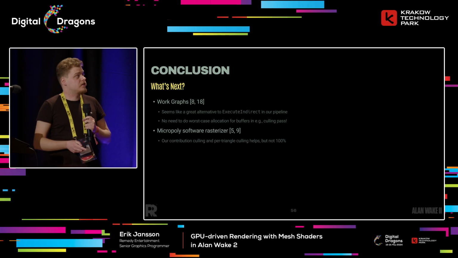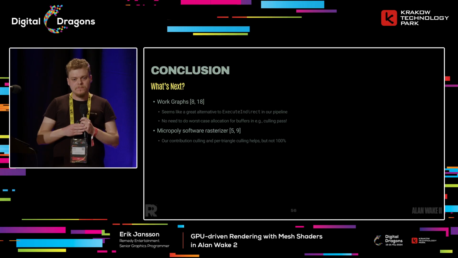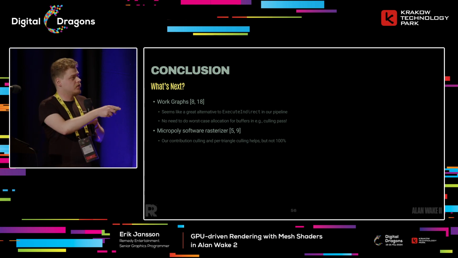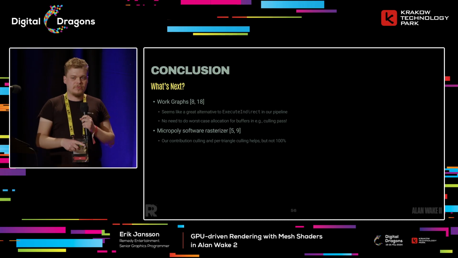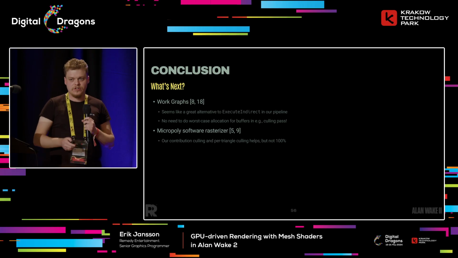Something else that would be interesting is a micropoly software rasterizer, like a Nanite-style approach. We do contribution culling, we do per triangle culling, but there are still cases where we need to rasterize small triangles. So some kind of classification step followed by compute shader, to classify whether we should use the software rasterizer or just the regular GPU fixed function pipeline.